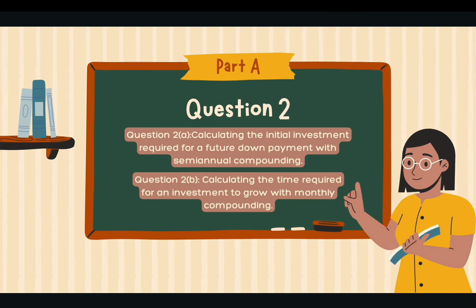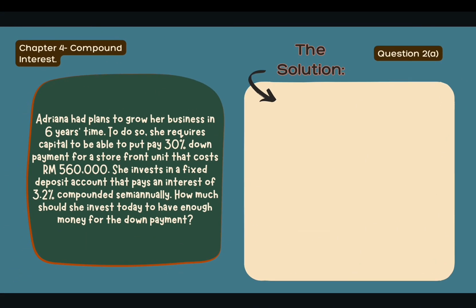For question 2A, calculating the initial investment required for a future down payment with semi-annual compounding. For question 2B, calculating the time required for investment to grow with monthly compounding. Adriana had plans to grow a business in 6 years' time. To do so, she requires capital to pay a 30% down payment for a storefront unit that costs 560,000 ringgit. She invests in a fixed deposit account that pays an interest of 3.2% compounded semi-annually. So our M would be 2 and our T would be 6. How much should she invest today to have enough money for the down payment?